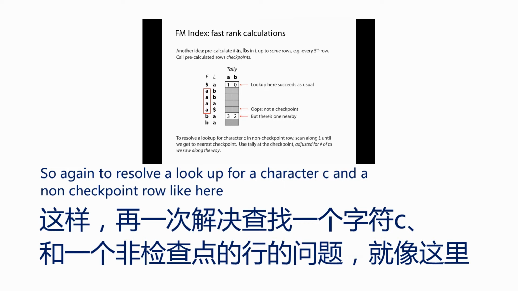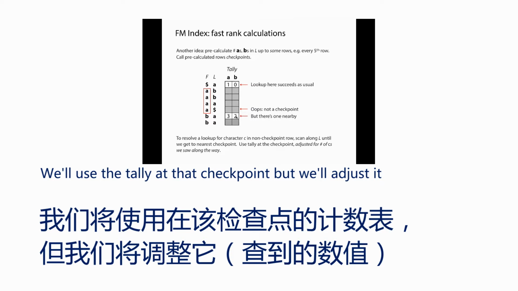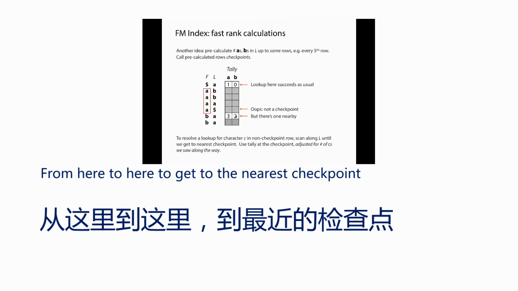So again, to resolve a lookup for a character C in a non-checkpoint row, like here, we're just going to keep scanning along L until we get to the nearest checkpoint. We'll use the tally at that checkpoint, but we'll adjust it according to the number of occurrences of that character we saw along the way to get to the nearest checkpoint.